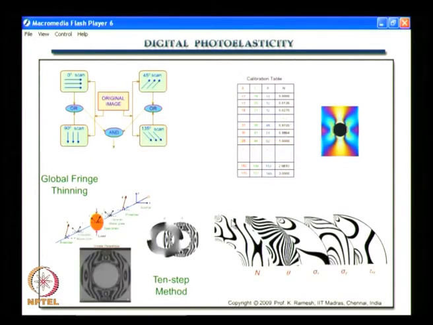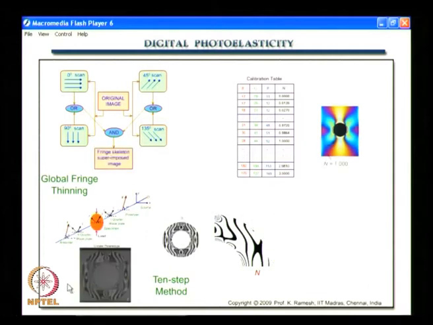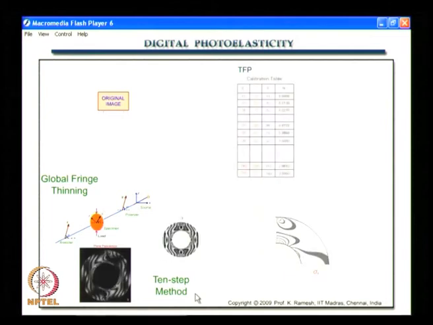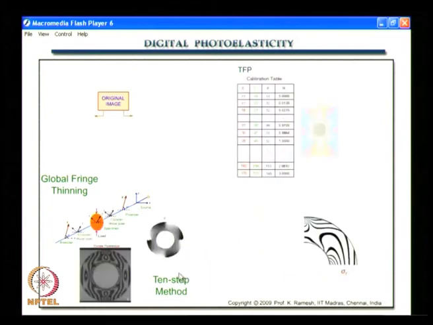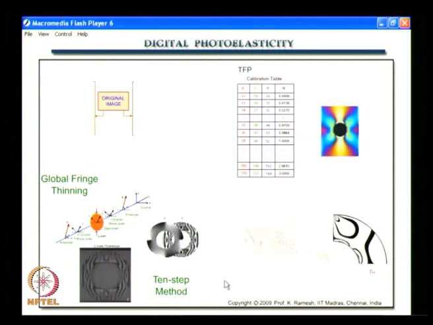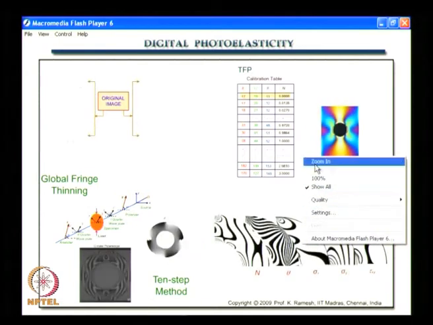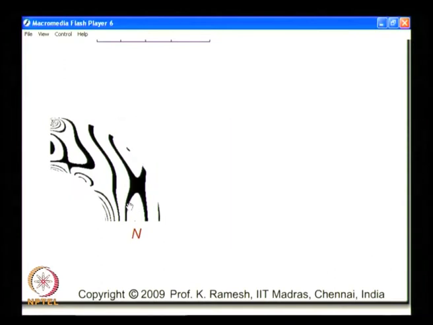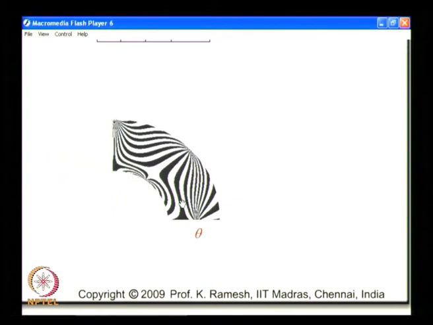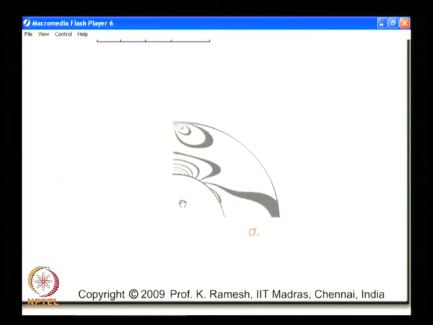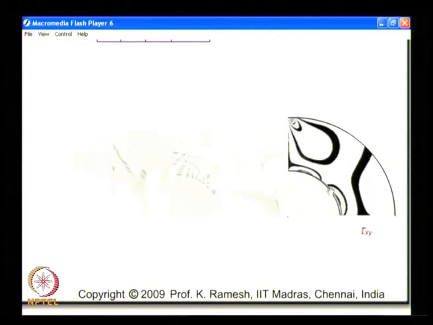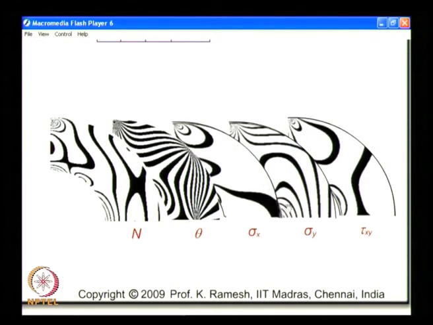And finally, we will also look at what are known as intensity based processing methods, which are essentially phase shifting techniques, and you have what is known as a 10-step method. The method is so well developed that you get the fringe order N and theta for every point in the domain. Using this, you can find out sigma x, sigma y and tau xy stress contours. I can also do the separation of stresses.